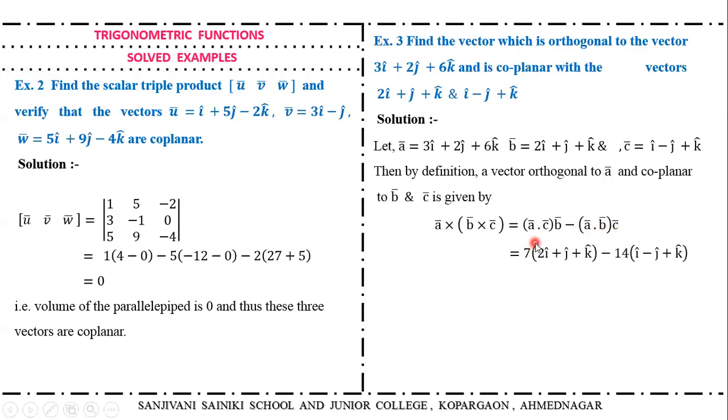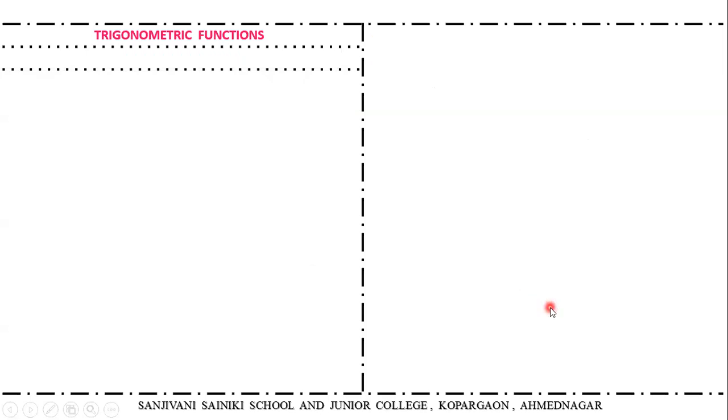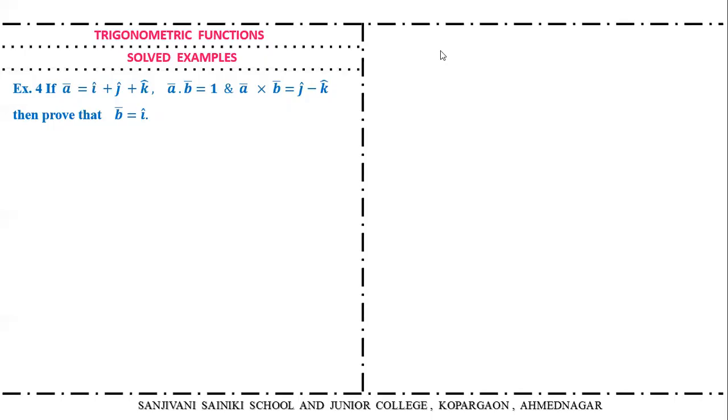So put the values. A bar dot C bar is 7 into B bar, this vector, and A bar dot B bar is 14, and the C bar is this vector, multiplied by 7 and multiplied by minus 14, and simplify it, you will get 21j minus 7k. So this is the vector triple product.